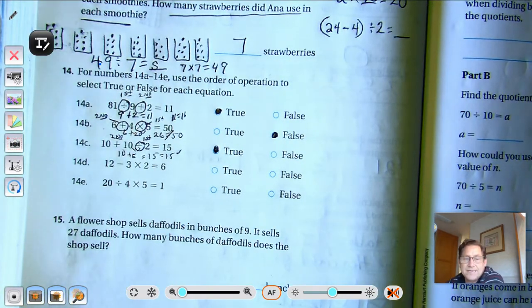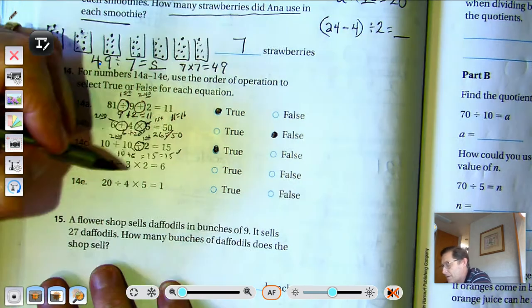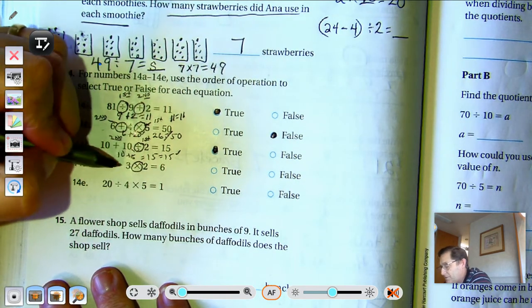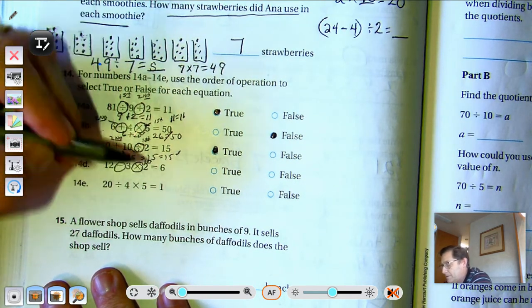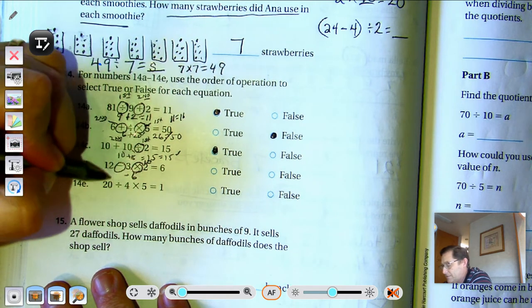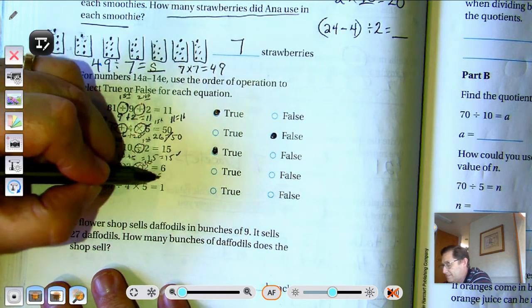12 take away 3 times 2 equals 6. So again, we're going to multiply first, then subtract. So 3 times 2 is 6. 12 take away 6 is 6. That's true.